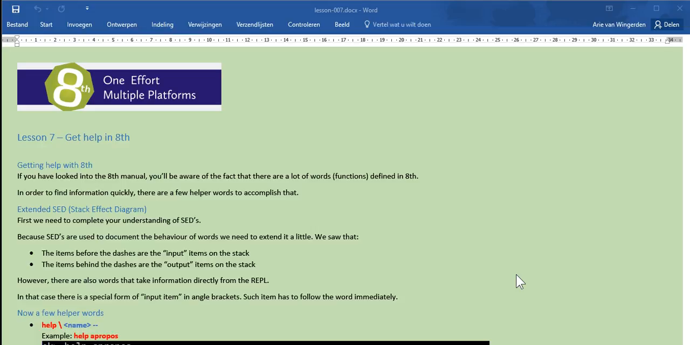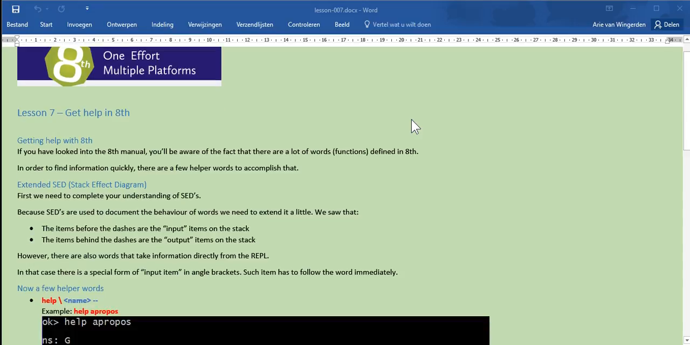Because of a breaking change in versions 1602 and 1603 of 8th, we had to redo this lesson. The difference is that formerly we used the term classes and now we use the term namespaces. Today we are talking about getting help in 8th.